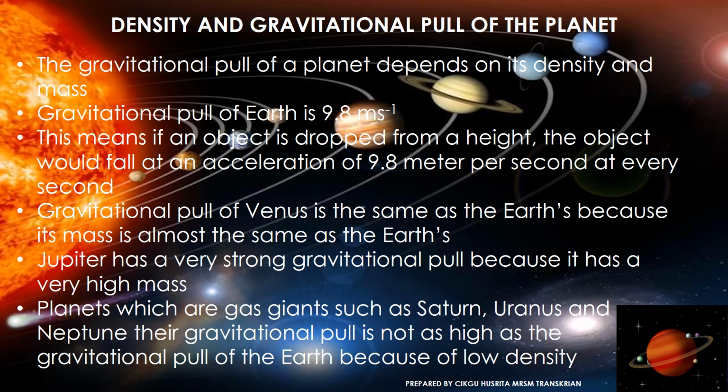Okay. Right, and then the gravitational pull of Venus is the same as Earth's because its mass is almost the same as Earth's. And then Jupiter has a very strong gravitational pull because it has a very high mass. And then gas giants such as Saturn, Uranus and Neptune, their gravitational pull is not as high as Earth's because of low density. So the conclusion is the gravitational pull of a planet depends on its density and its mass. Okay, the higher the density, the higher the mass, so the higher the gravitational pull.